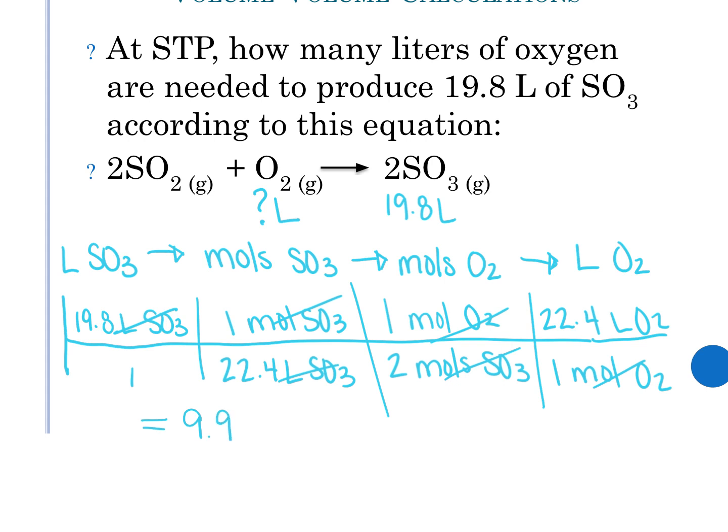Okay, 9.9 sounds correct. How many sig figs are in that starting number, 19.8? Okay, so what do you have to add if you need to get this one to 3 sig figs? Just add a 0. So it's 9.9 liters of oxygen.